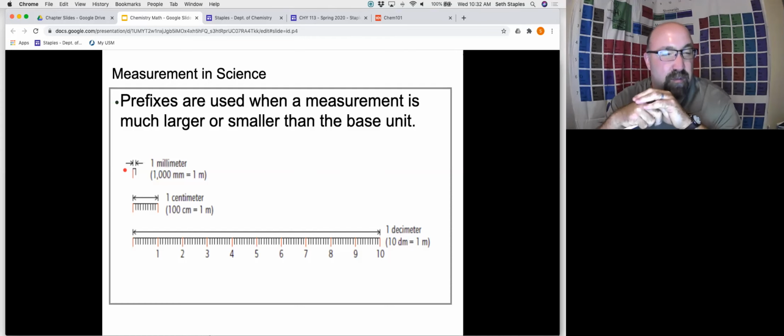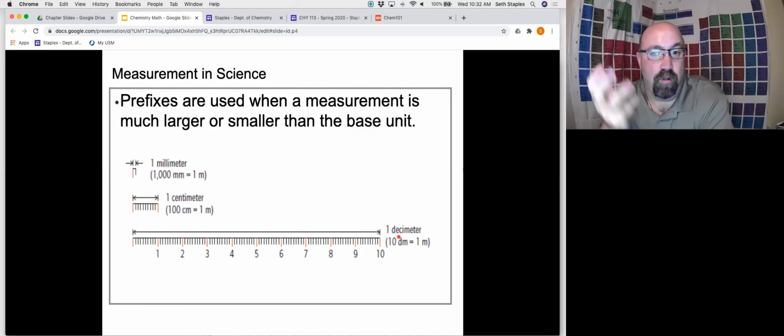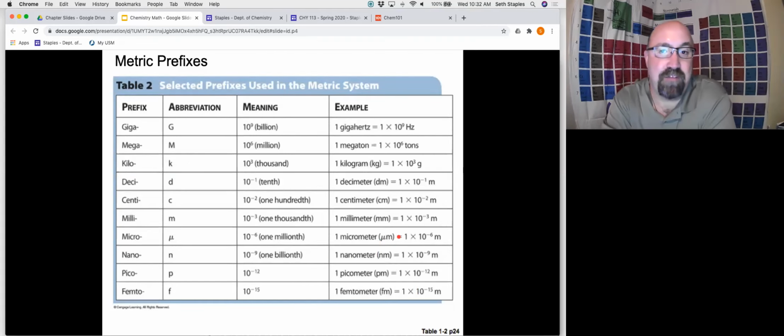That might be a measurement some of you are a little bit more familiar with. In a centimeter, we have 100 centimeters per 1 meter, or even decimeters, where we've got 10 decimeters per 1 meter. These prefixes, milli, centi, and deci, are going to help us represent measurements that are either smaller or larger than our base unit. And that brings us to this metric conversion chart, which is something that you will essentially just have to memorize and know how to use for the course of this semester.